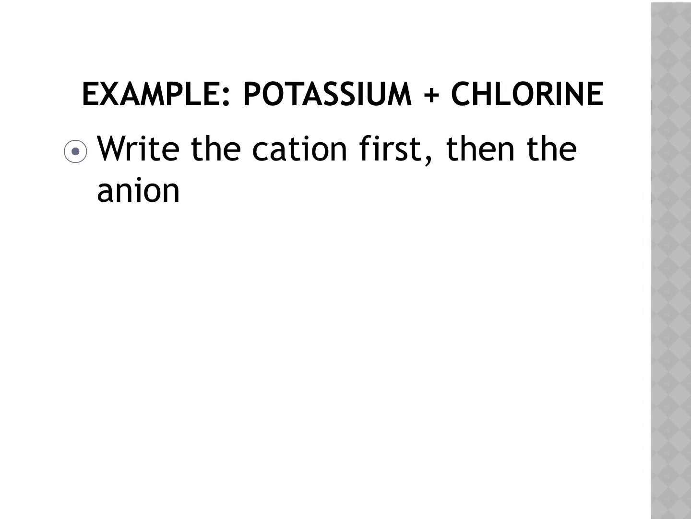Okay, so our first example, we're just going to write the formula if we combine potassium and chlorine. Whenever we write these ionic formulas, the cation always goes first. The anion always goes second. What kind of charge does the cation have? Okay, so the positive ion will always go first. Negative always goes second. Okay. So the first element is potassium. What's the symbol?